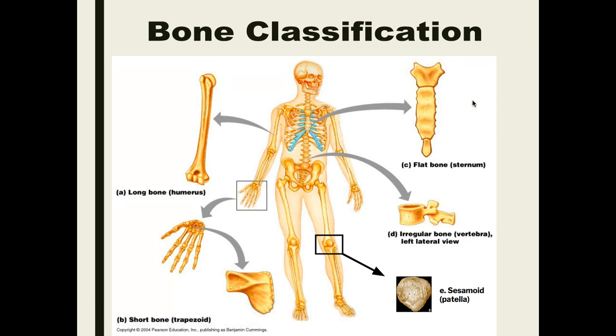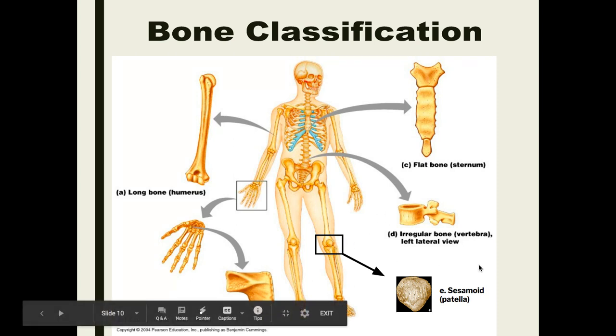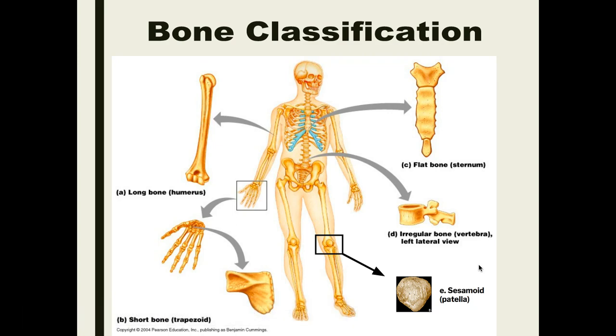You've got flat bones. So your sternum is an example of a flat bone. Your scapula or your shoulder blade would be an example of a flat bone. The fourth one is an irregular bone. And so you can see your vertebrae is very irregular. It has all these knobs and shapes, all that to it. And then the last one is your sesamoid bone, an example of that would be your kneecap, or your patella is your sesamoid bone.